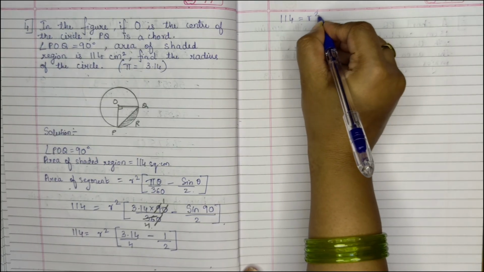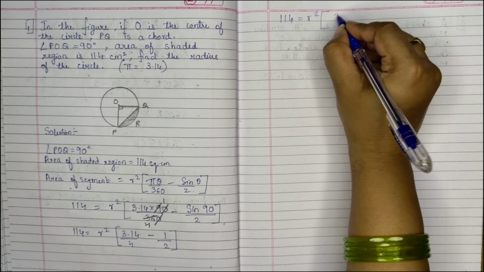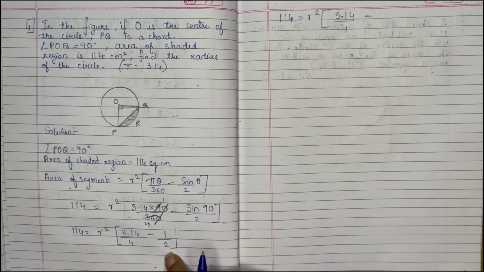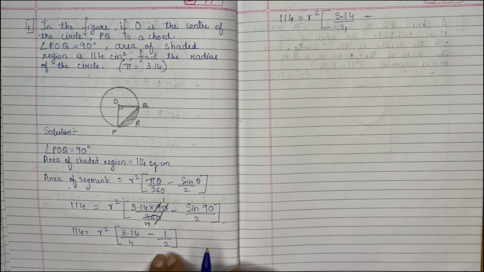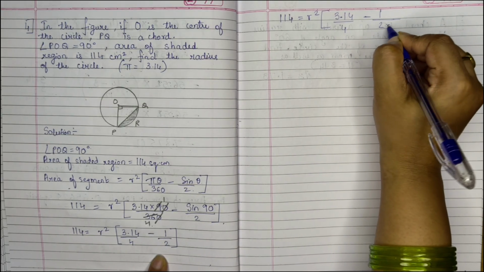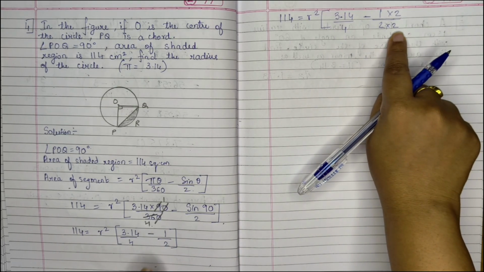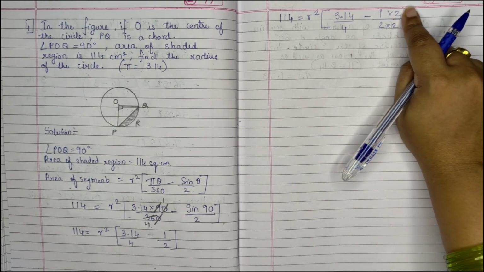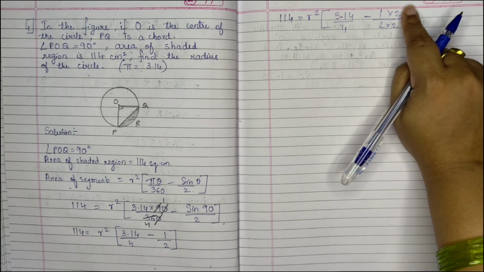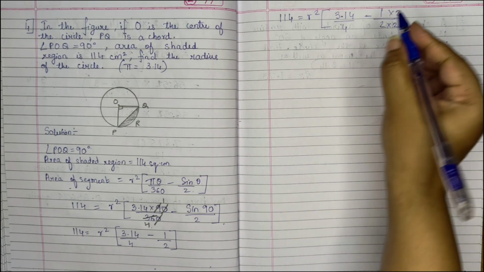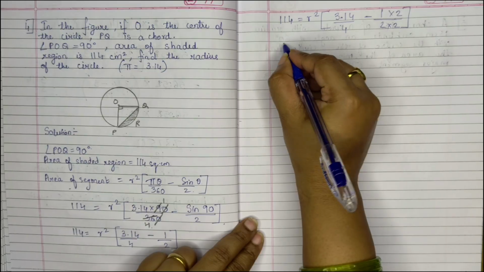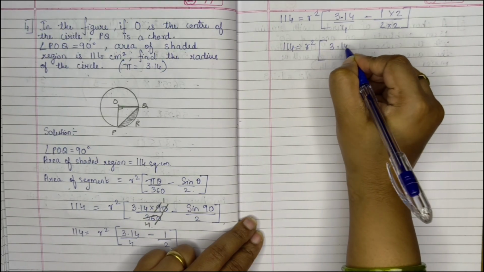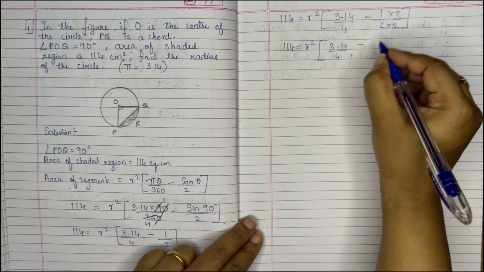114 is equal to r square. This left hand side I will keep as it is. And this 1 upon 2, I want 4. So 1 upon 2, I will multiply with 2. Now don't just multiply 2 in the denominator, you have to multiply in the numerator's place also. So 114 is equal to r square, 3.14 upon 4 minus 1 2s are 2.